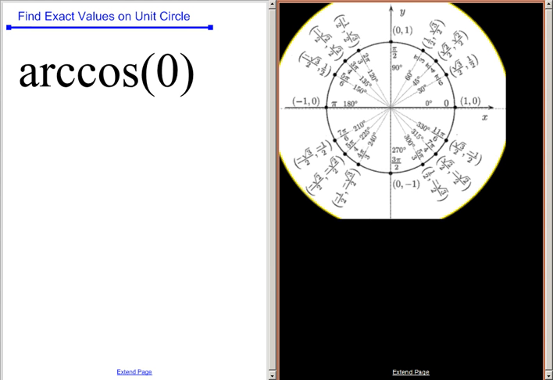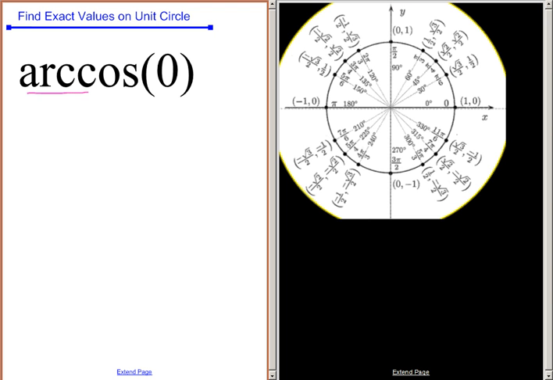Some books, our book does not do it, but some books, and you will see this on the ACT tests and in future math classes, use the word arc right here. Arc means the same thing as cosine -1 of 0. Arc is the same thing as doing inverse, just so you know. And either way, whether you write it as cosine -1 or as arc cosine, that problem is asking you to figure out this.